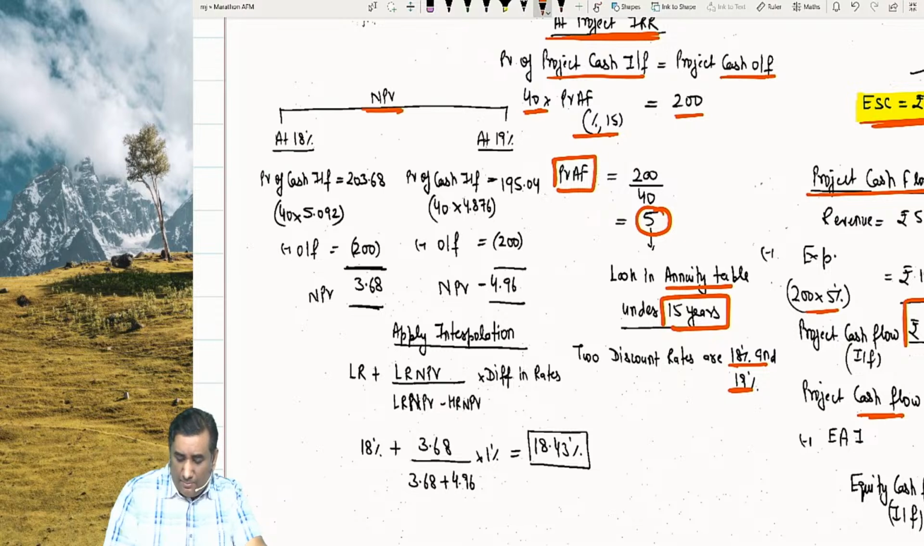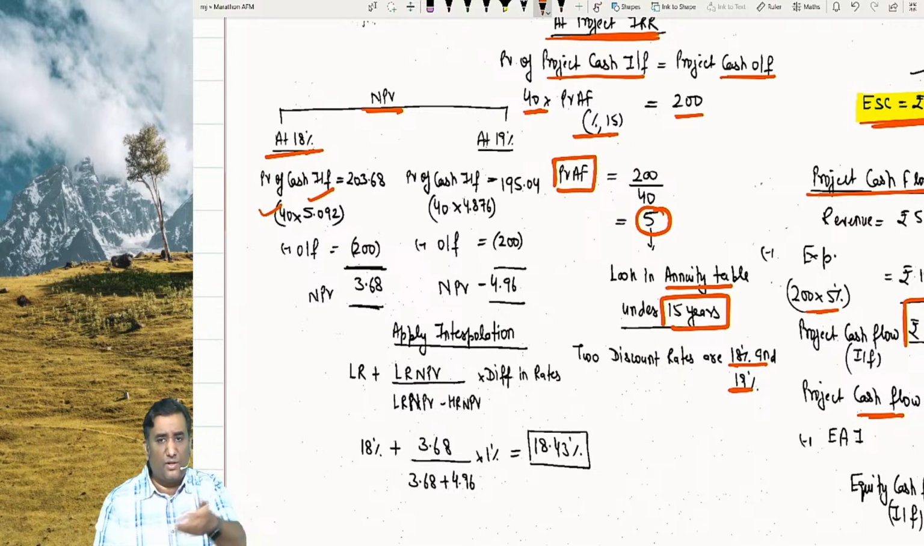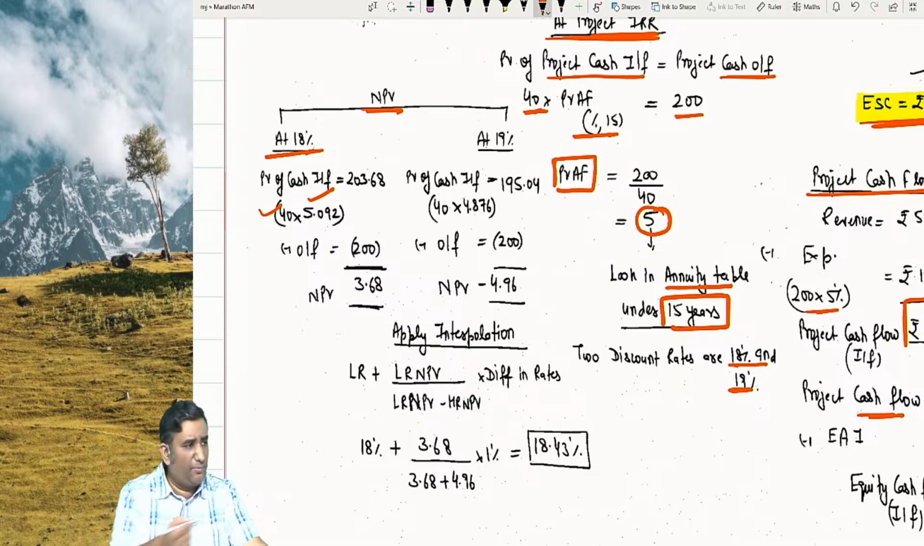So I calculate NPV at 18 percent. You can quickly calculate on the calculators, keep calculating. 40 into 5.092, you can take that annuity factor of 18 percent as 5.092, or you can pick from the book also, that's perfectly fine. At 19 I have 40 into 4.876. NPV comes 3.68 positive, and NPV comes minus 4.96 as negative.